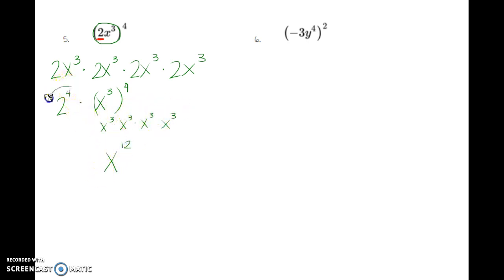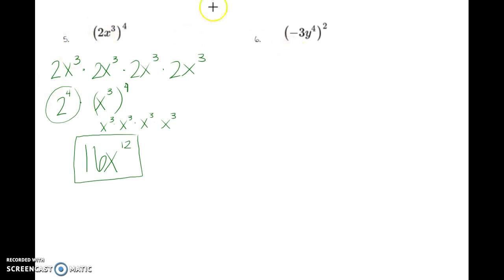And then over here, we just have to do 2 to the 4th as well. Well, 2 times 2 is 4, times 2 is 8, times 2 is 16. So you would get 16x to the 12th for your final answer. The biggest thing is just to remember, you're not just taking x cubed to the 4th, you're taking the entire 2x cubed to the 4th. So you also have to take 2 to the 4th power.